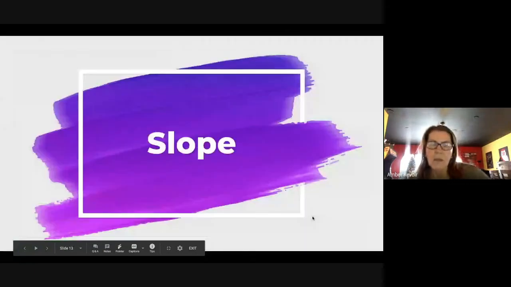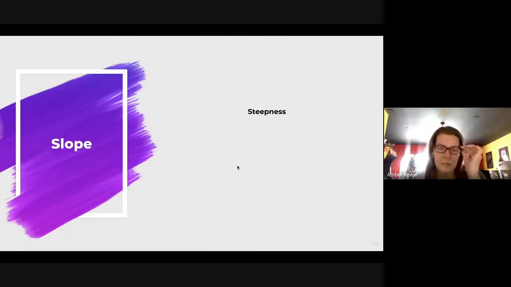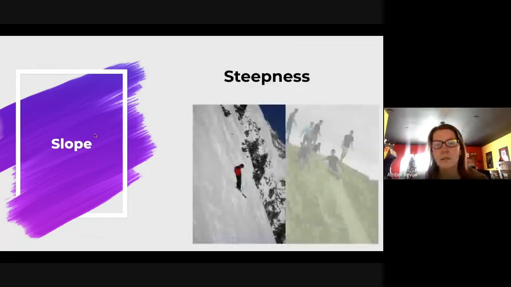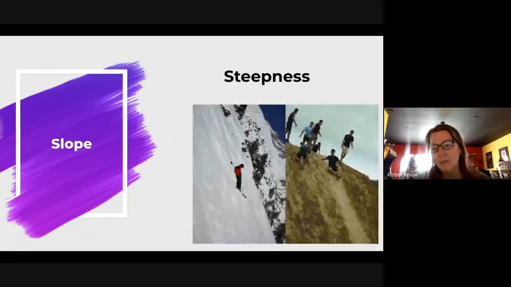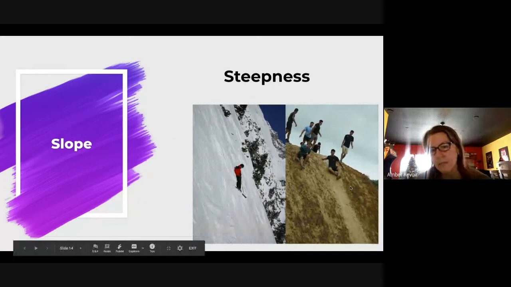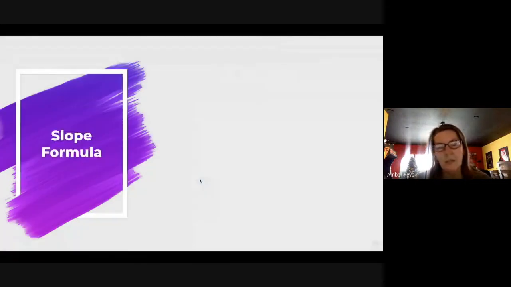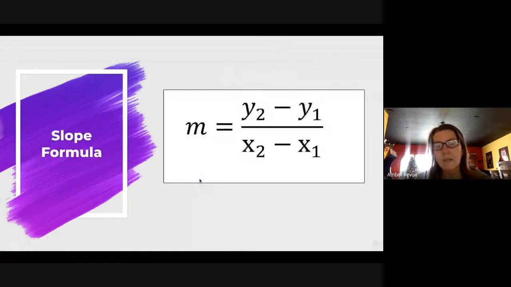All right, so now we're going to move on. Slope is our steepness. These are a couple of picture examples of some pretty steep hills. Slope formula: this nice little italicized m represents slope. When you see that m italicized like that, we're saying slope. Slope equals, or m equals, y2 minus y1 over x2 minus x1.